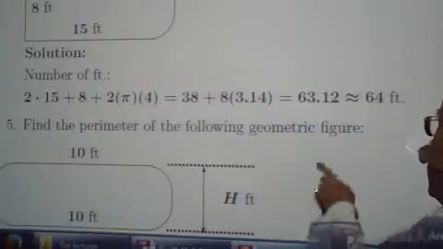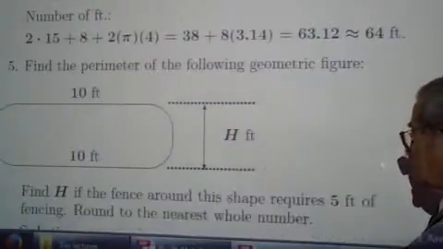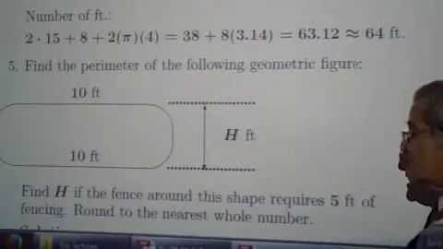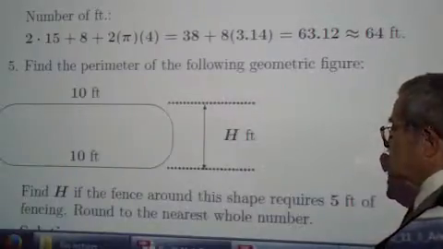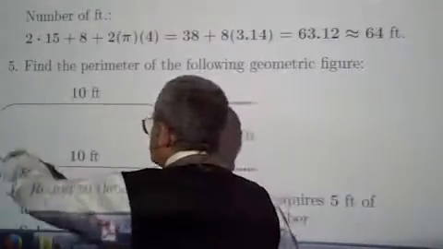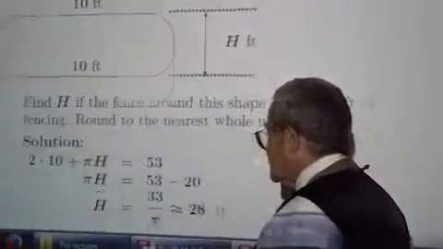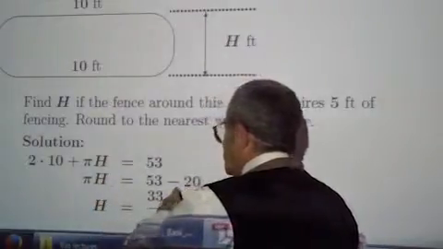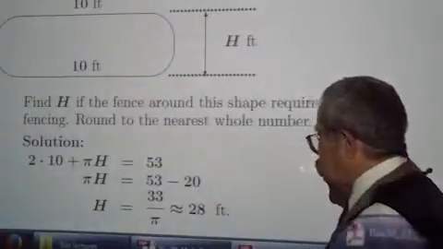And then we wanted to find the perimeter of the following figure. We are also given that the fence around is 53 feet. So you have 10 plus 10, plus this is a full circle, 1/2 here, 1/2 here, 2 pi r, which is pi times h, the diameter is h. You subtract the 20, you divide by pi, about 28 feet.